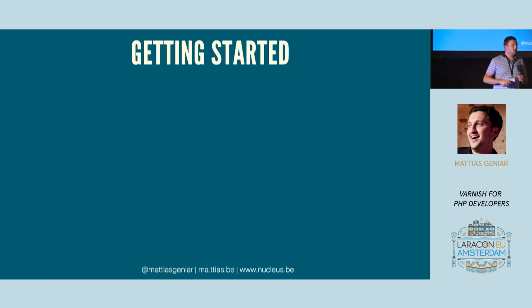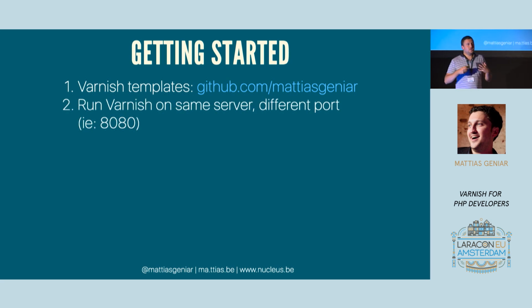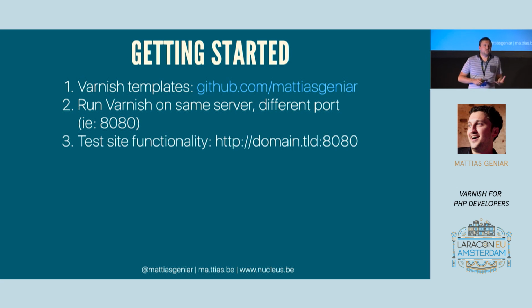The getting started bit, and I'm running out of time, so this is thankfully a short topic. Really simple. There's a GitHub profile on that page where there's a lot of boilerplate Varnish code. Think of it as your HTML5 boilerplate, but for Varnish. Take that URL, copy-paste it into your config, and you're 99% sure that it will work. To get started, just install Varnish and run it on your own server, or servers, but run it on a different port. So you probably have your Nginx on port 80, run Varnish on 8080. And then test your website, see if and how it works.